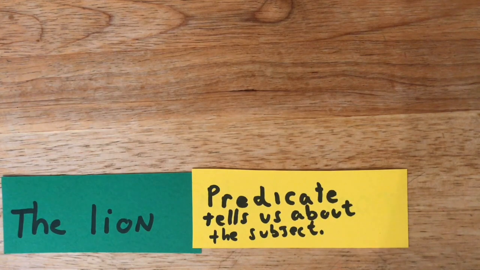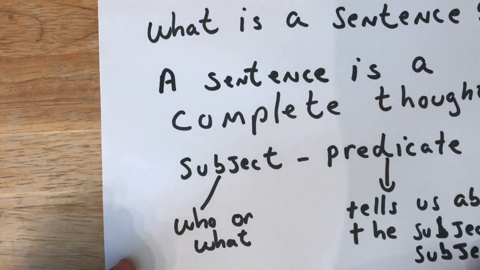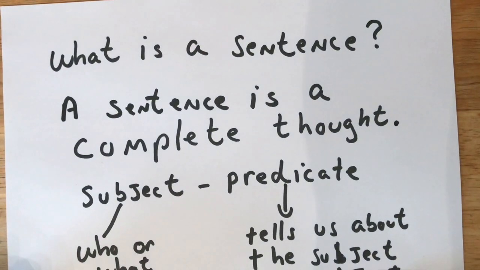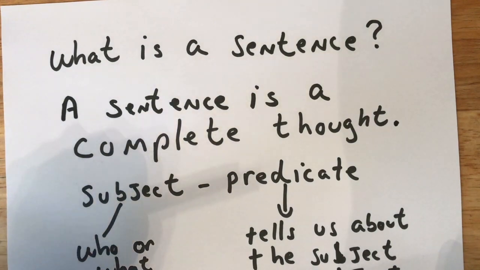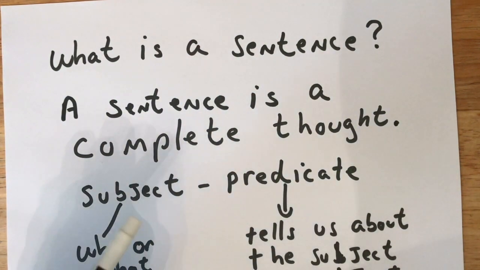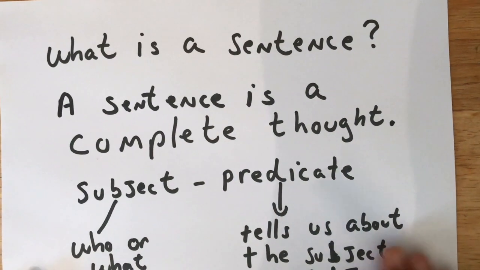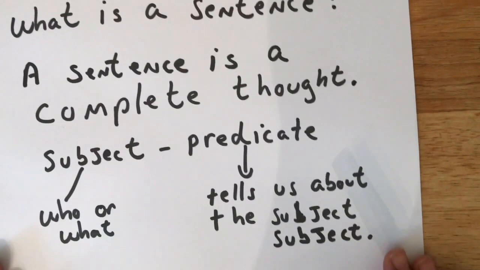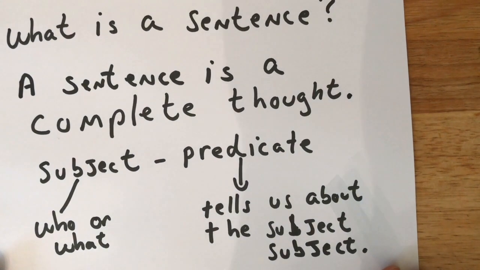So what is a sentence? A sentence is a group of words that makes complete sense. A sentence is a complete thought. It has a subject and a predicate. A sentence is a complete thought with a subject and a predicate. And that's how we know what we're talking about and what makes sense. Okay?